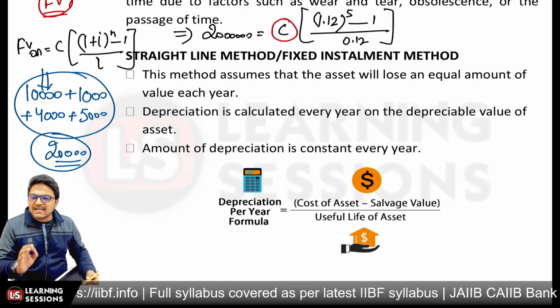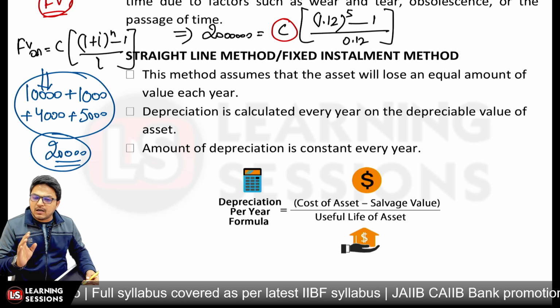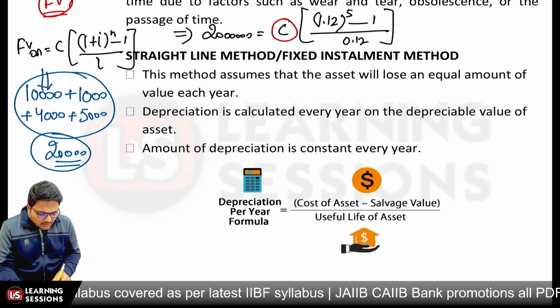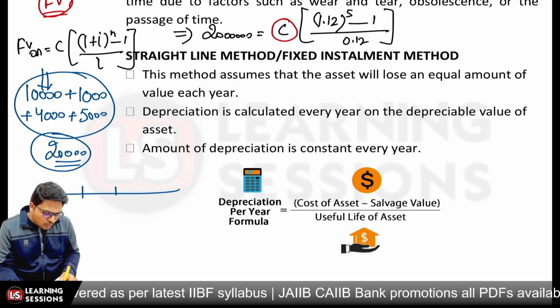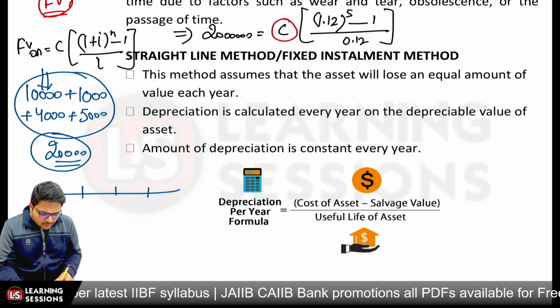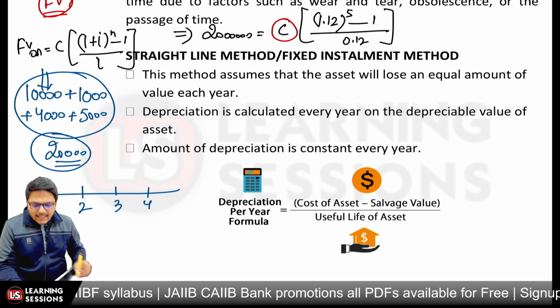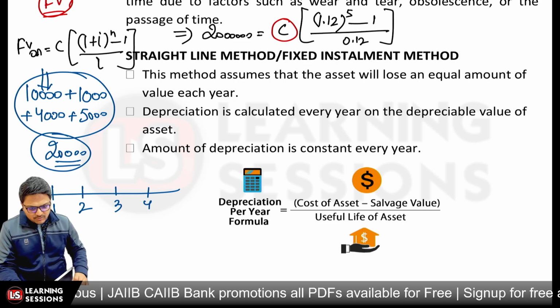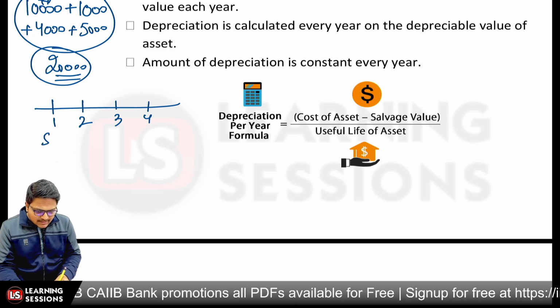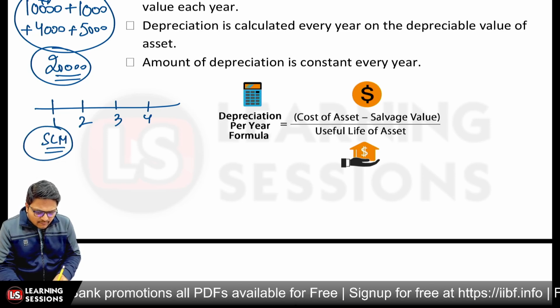And let's say it has a useful life of 4 years. So it can be used for a period of 4 years, that is 1 year, 2 year, 3 year, 4 year, and you are to use the SLM method of depreciation. Let's say you are to use the SLM method of depreciation, that is the straight line method of depreciation.